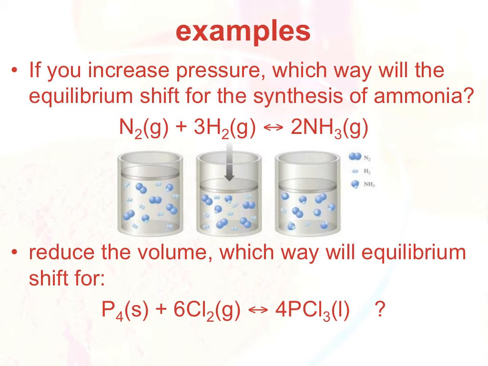If we look at the reaction here, and we've reduced the volume, they're asking us which way the equilibrium will shift. In the situation of reducing the volume, it's similar to increasing the pressure. On this side we have 6 gaseous components. On this side we don't have any, so we're once again going to shift to the right to produce more products and to reduce the number of gaseous molecules present in that container.